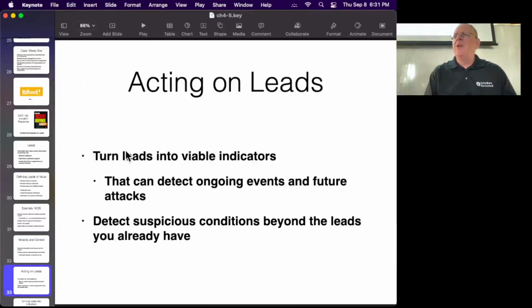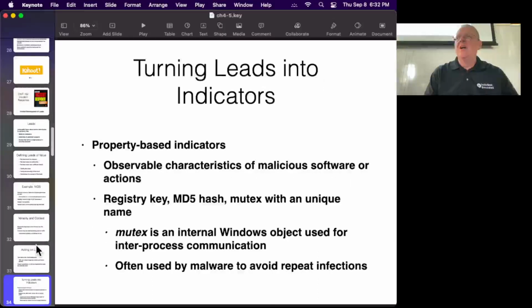So you want to turn these into viable indicators so you can detect ongoing events and detect more suspicious conditions beyond what you already have. Property-based indicators are nice, things that you can easily measure on a machine like registry keys, hashes of file values, mutexes. Mutexes, by the way, we talk about in the malware analysis class, are handles in the memory. They are just memory objects which can be viewed by many processes.